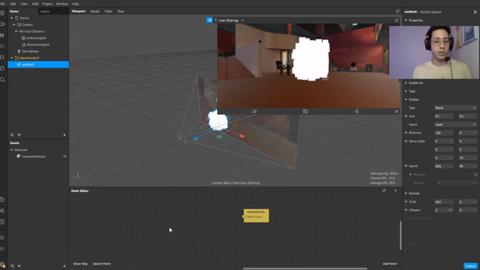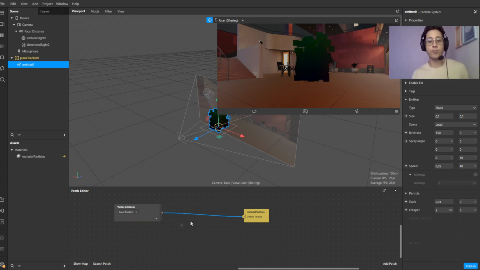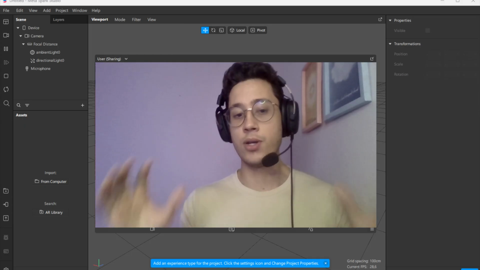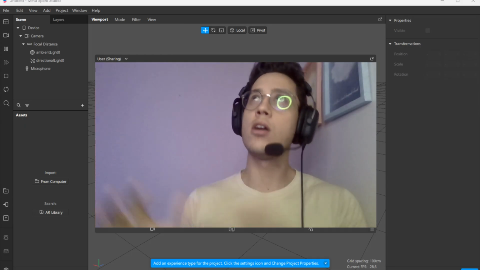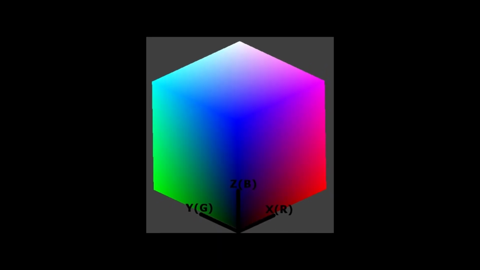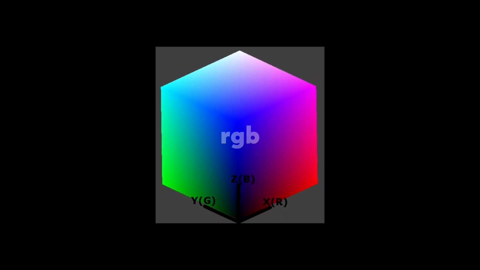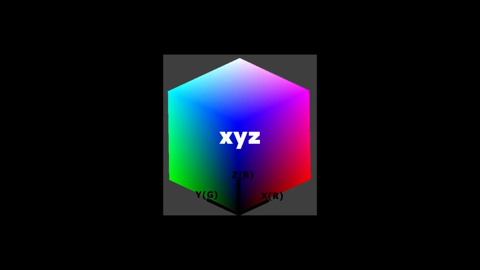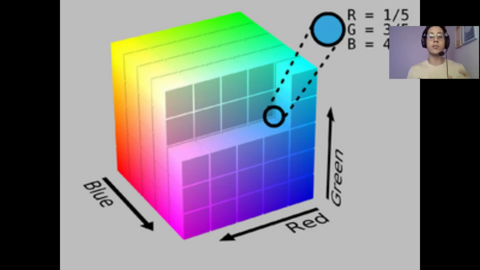Now create a material. The first node we will use is the vertex attribute with the property local position. But what is local position? This node, widely used in game engines, basically tells you with color information, RGB, where the vertex of that mesh is in the rendering. Red for the x-axis, green for the y-axis, and blue for the z-axis.